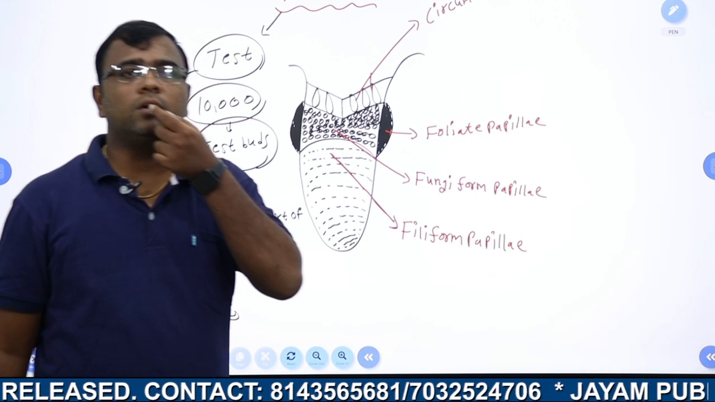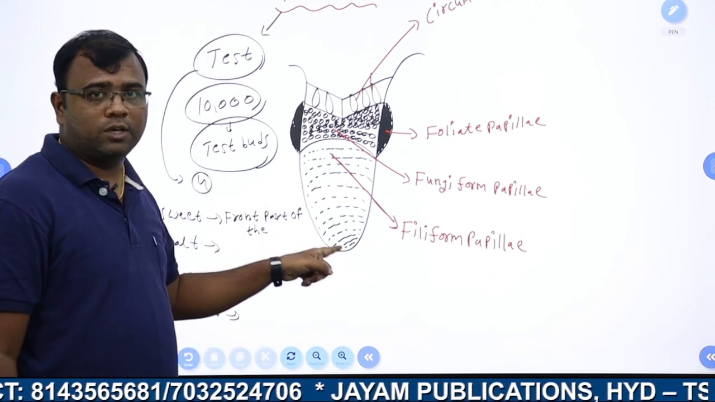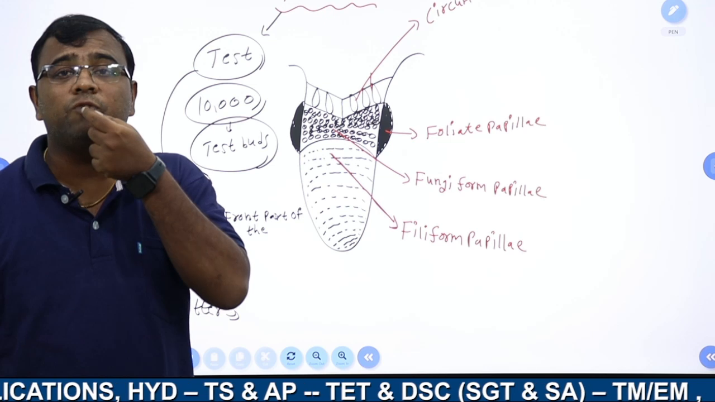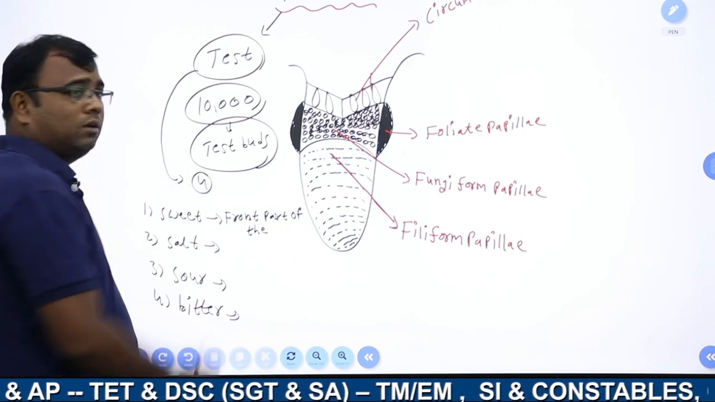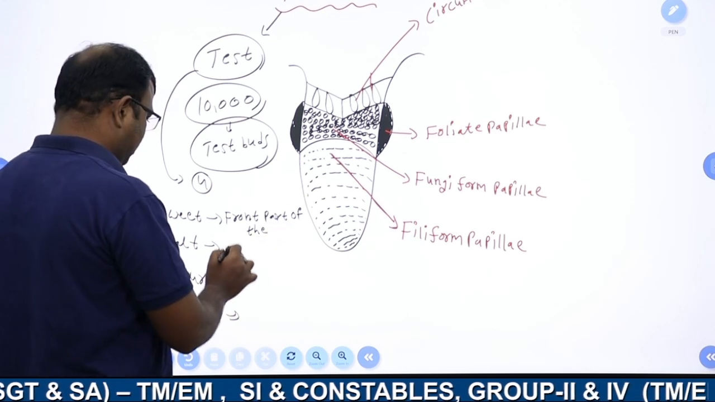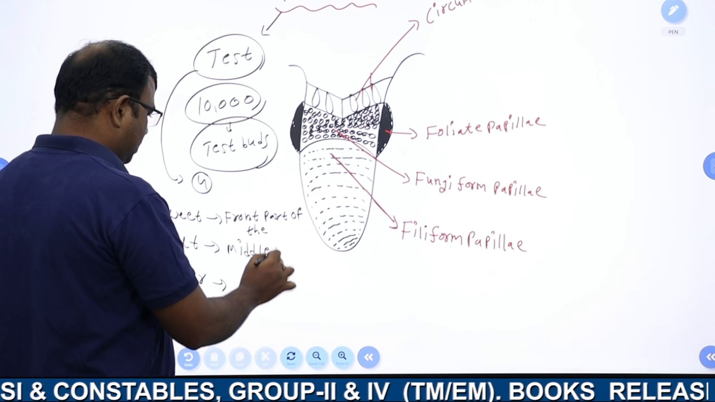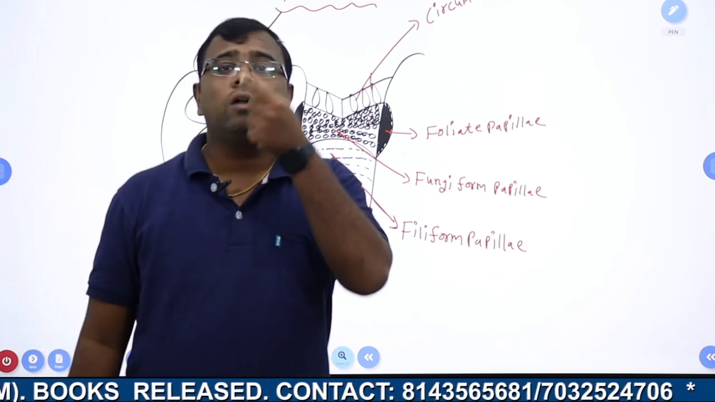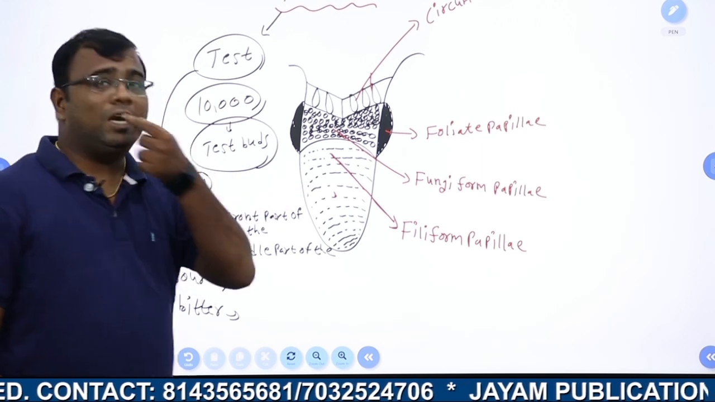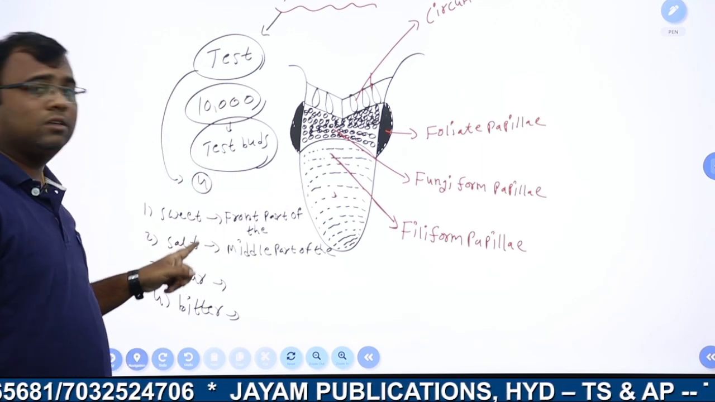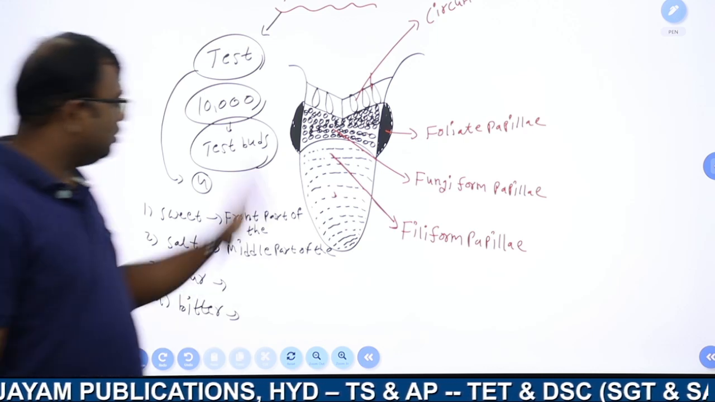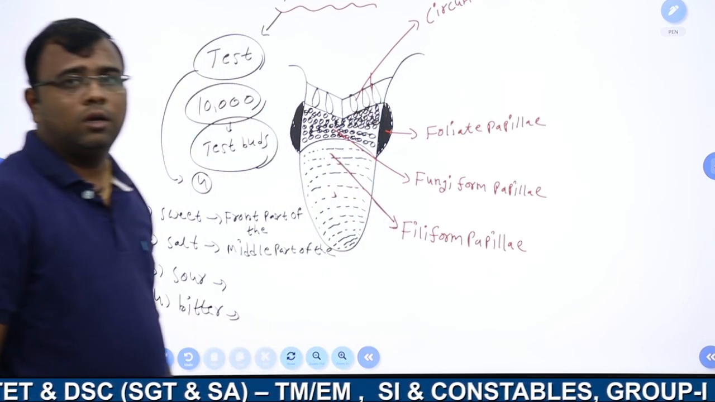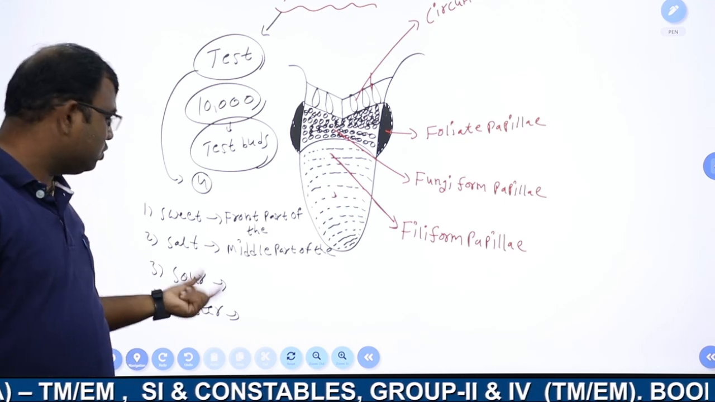Front part means this is the part. The front part of the tongue identifies sweet. Next, salt. The middle part of the tongue identifies salt. Next, the side parts. Look at this picture, these are the side parts. The side part of the tongue identifies sour.